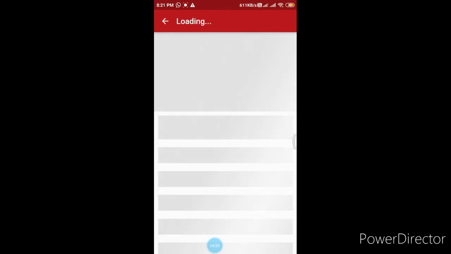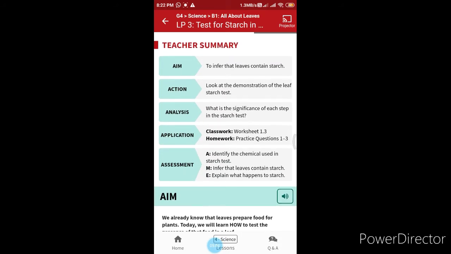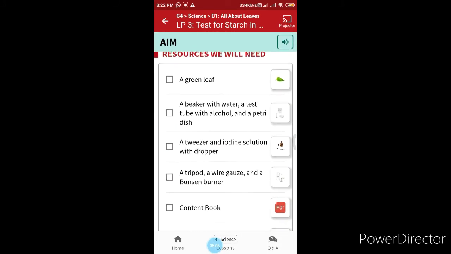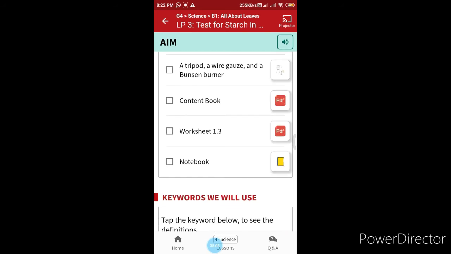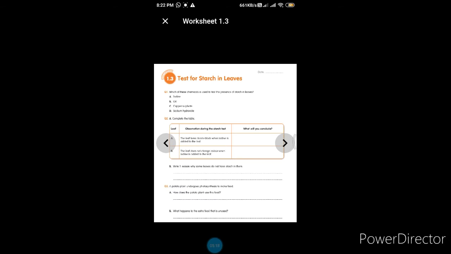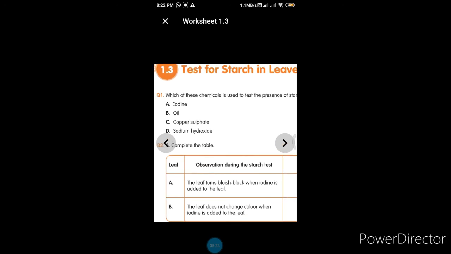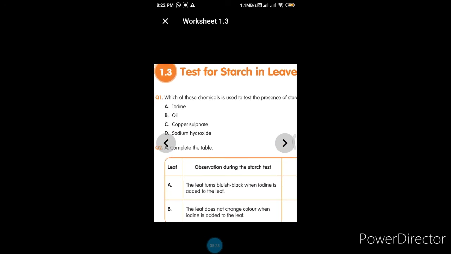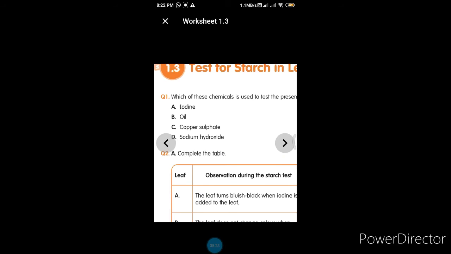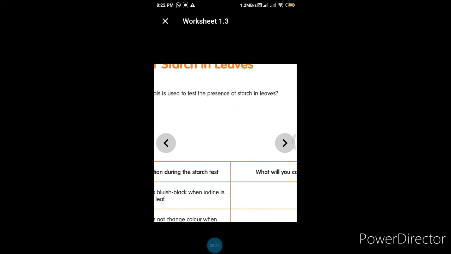So this is how you are going to test whether any food item contains starch or not. You learned all the materials needed for this activity and how you can prove whether the leaf contains starch or not. You understood very well. Now see the questions, children, given in worksheet 1.3. The first one is, which of these chemicals is used to test the presence of starch in leaves?